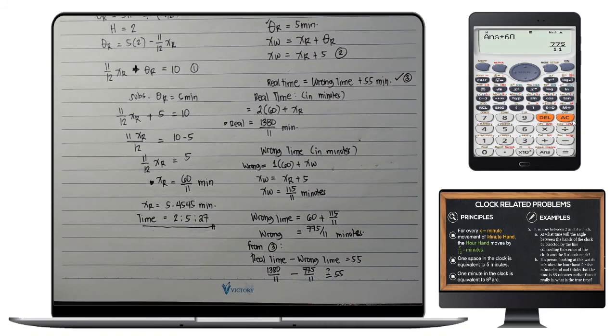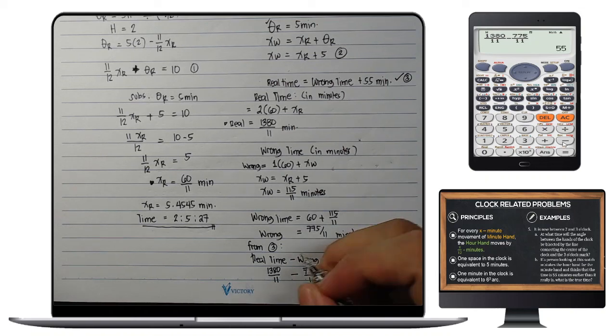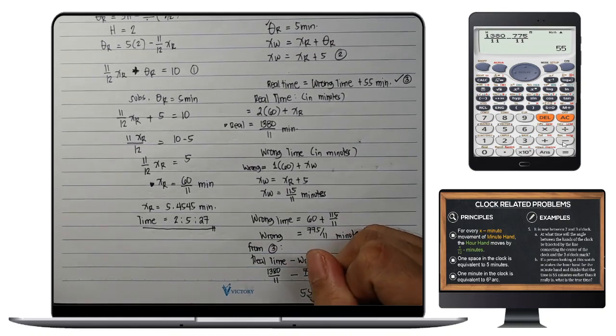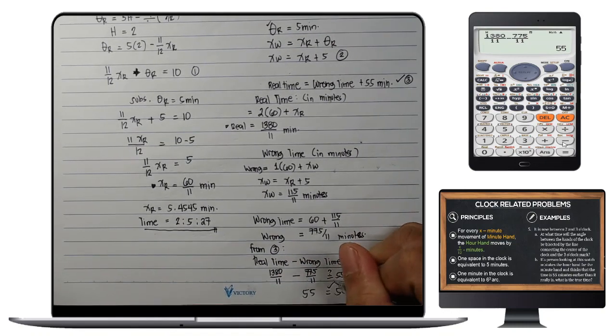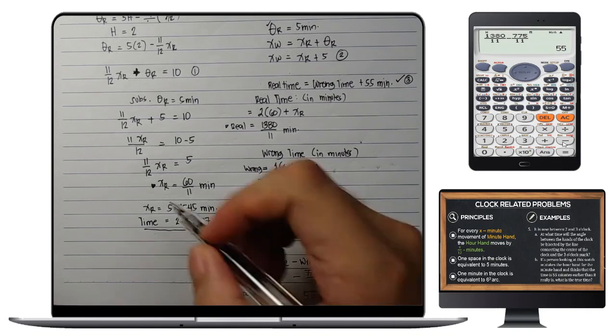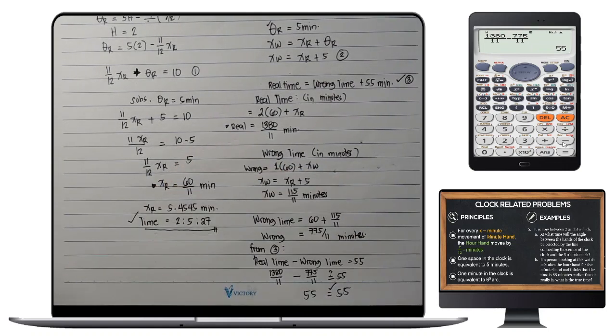Okay, so that is 1380 over 11. Pinuprove lang natin na tama yung ating analysis, minus 775 over 11 equals, so that is 55. Okay, so that is equal to 55. Okay, so therefore tama itong ating sagot. Okay, that the time is actually 2 and 5:27.